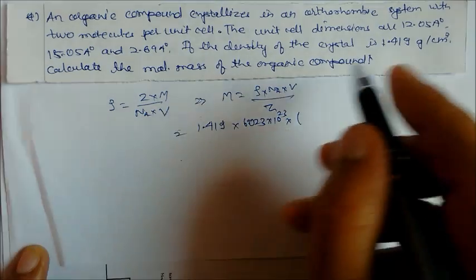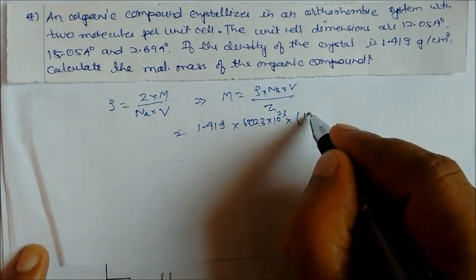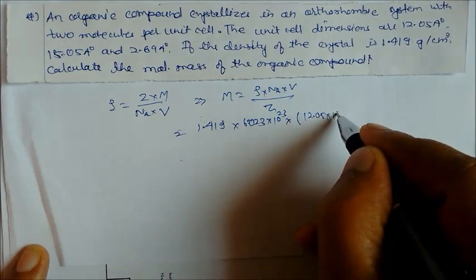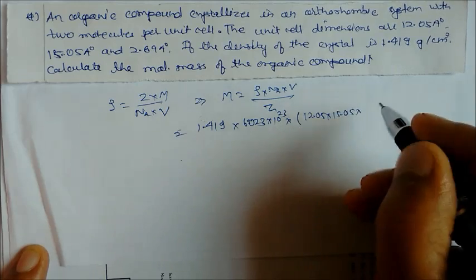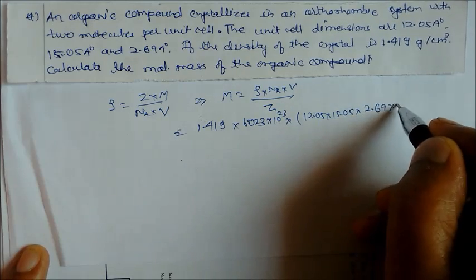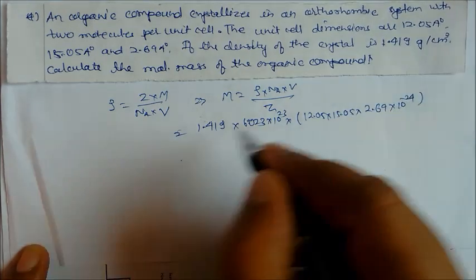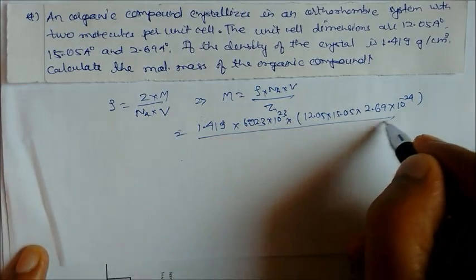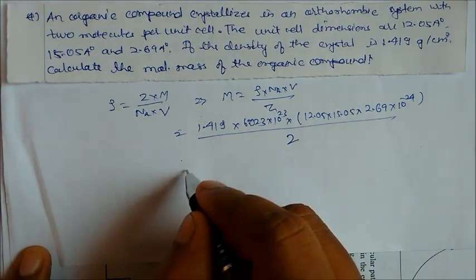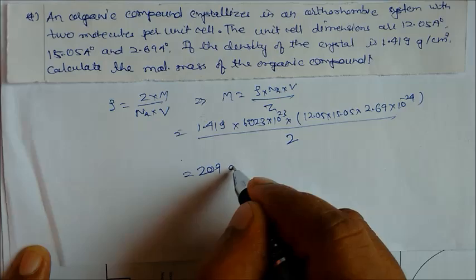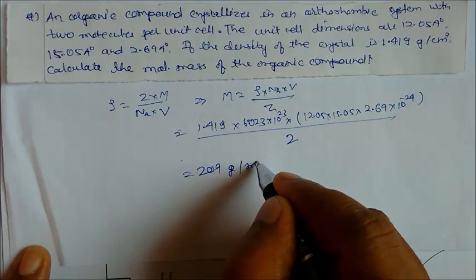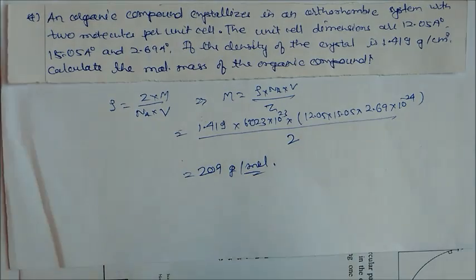So we have the volume: 12.05 multiplied by 15.05 multiplied by 2.69 into 10 power 24. So this will come in centimeters, and Z will be 2. This is the unit cells. On solving, we will get here 209 per mole. So this is the molecular mass of the orthorhombic system.